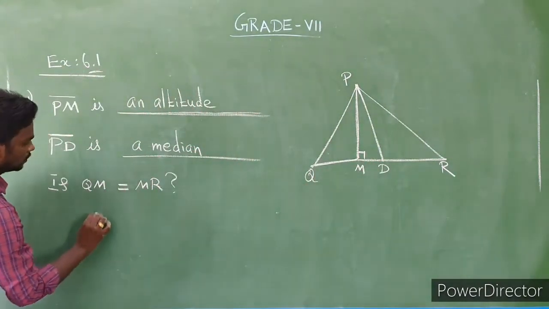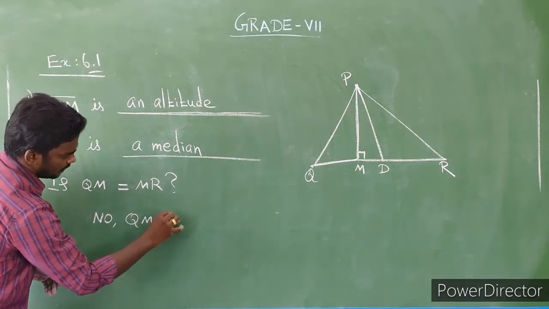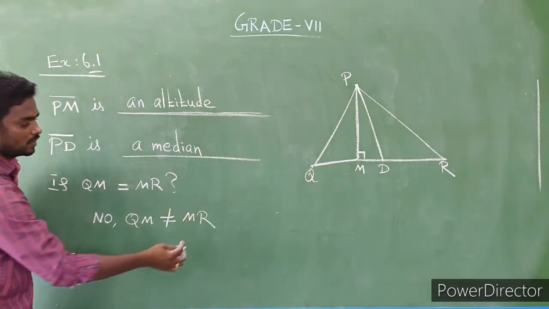So, no, QM is not equal to MR. That means the length of QM is not equal to the length of MR.